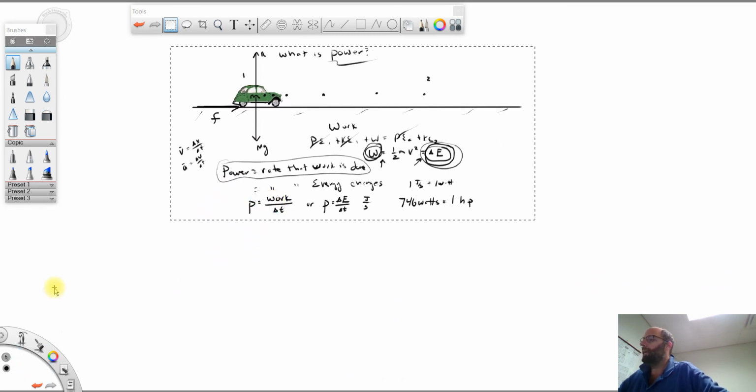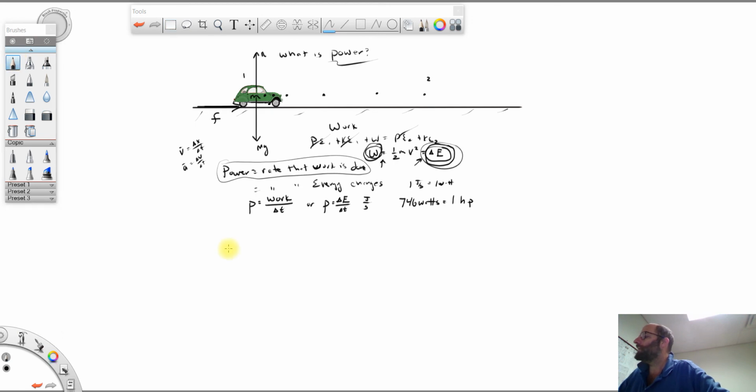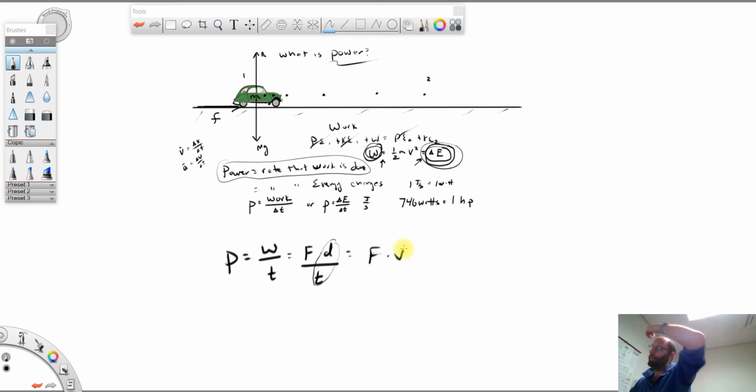So when we calculate power, equation-wise, this is work over time, and I'm going to drop the delta t and just call it t. And work, remember, can be written force times distance. And these two things here can be grouped together. So power is also equal to force times velocity. Might sound a little strange, but if you look at the equations, this is how it works out too.